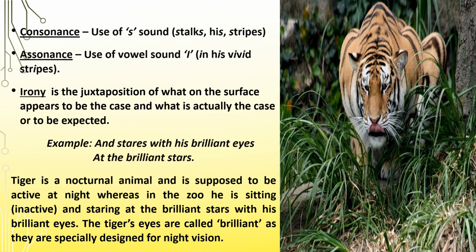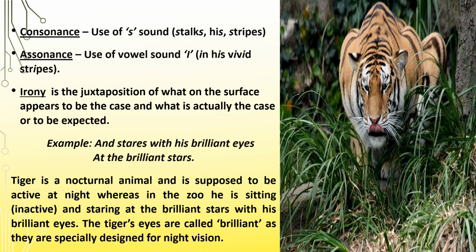Again, a very important question comes up on these two lines. Why are the tiger's eyes called brilliant? And why are the stars called brilliant? Students, the stars are called brilliant because they are shining brilliantly in the sky, in the night. Whereas the tiger, being a nocturnal animal, has eyes specially designed for vision at night. Hence, his eyes are called brilliant, and he is watching the brilliant stars.